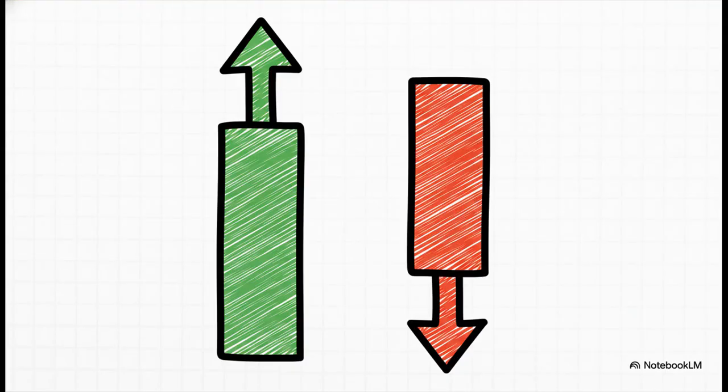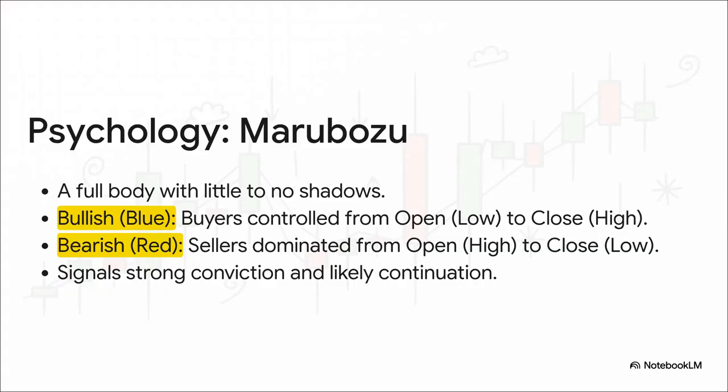First up, let's look at a pattern that just screams pure one-sided conviction. It's got a great Japanese name, but you don't even need to remember it. Just remember the story it tells. It's called the marubozu. A marubozu is basically a candle that is all body and has no wicks, or tiny little wicks.